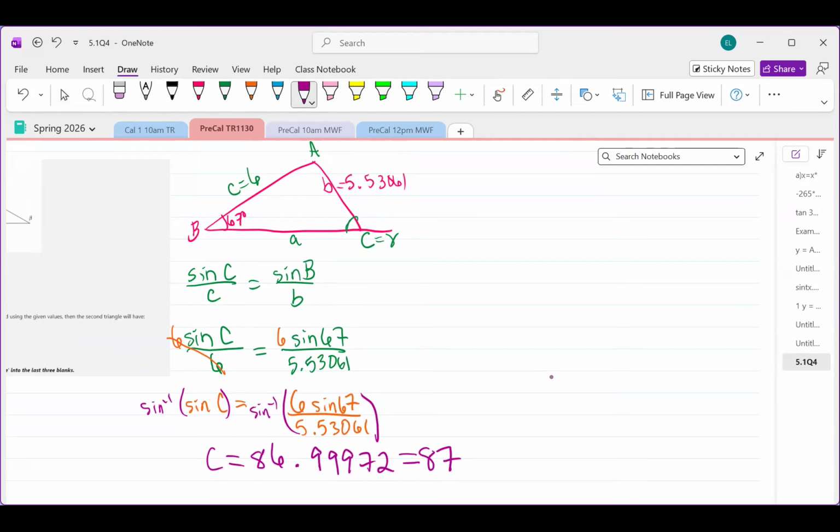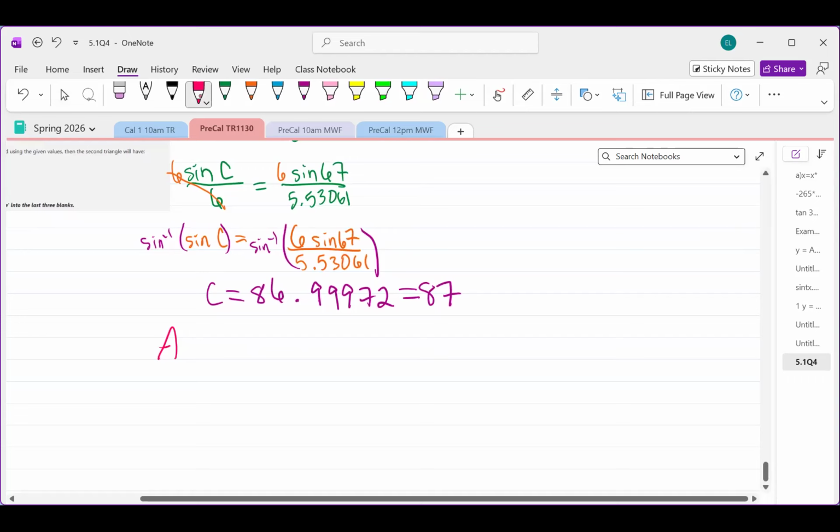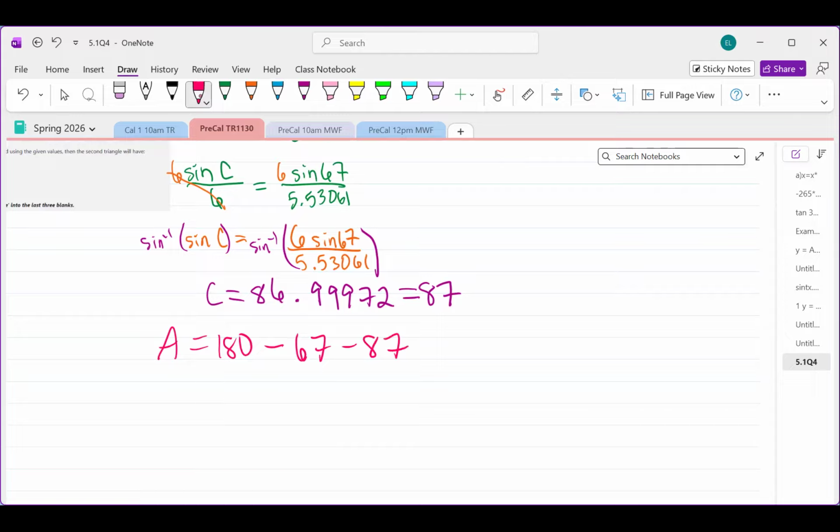But notice in our original setup, side C was 6, side B, 5.5, is smaller than side 6. So C has the potential to be, or C is bigger than B. So that means we've got 2 triangles. So we're still solving the outer triangle right now. I just finished angle C. Now I'm going to go back and figure out angle A. So A is 180 minus 67 and minus 87. So A is 26 degrees.